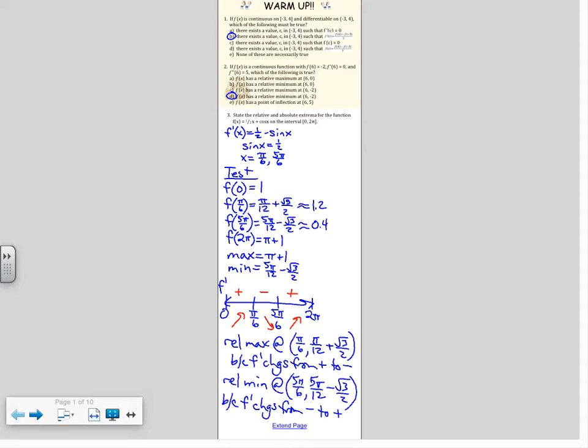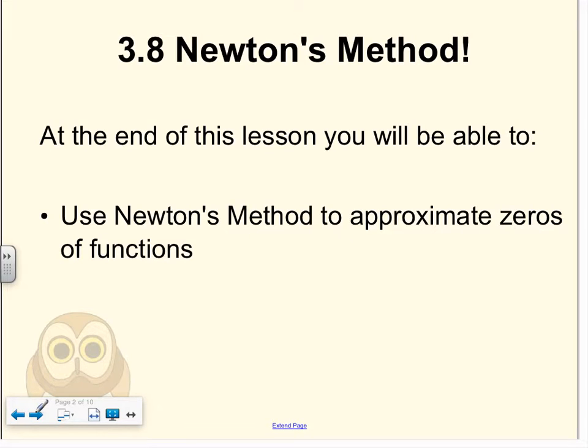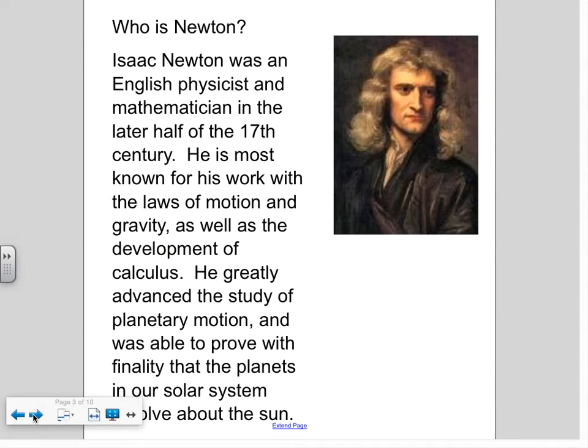All right, there's your warm-up. So today we're going to learn something called Newton's method, and the basics of Newton's method are really just to approximate zeros of functions. It's a way of finding zeros without using a calculator and without using the actual function. So we've got our little history here. Who was Newton? He was an English physicist. He's pretty darn well known. He is most known for his works with laws of motion and gravity, and of course the development of calculus. That's kind of a big deal.